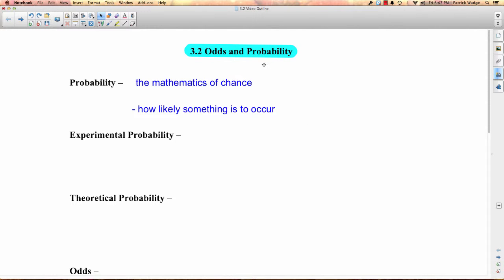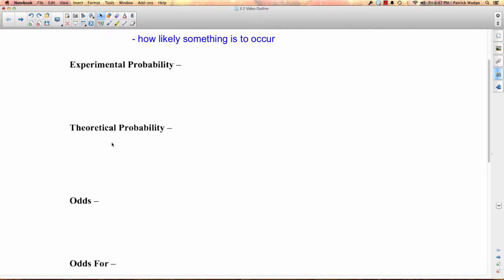And oftentimes people equate probability and odds, say they're the same thing. And they're not exactly the same thing, actually. There's a subtle difference, but very important difference between odds and probability. So that's the main topic of this section. Before we get to odds, we're going to compare experimental probability and theoretical probability.